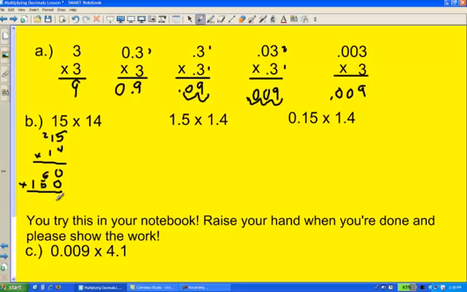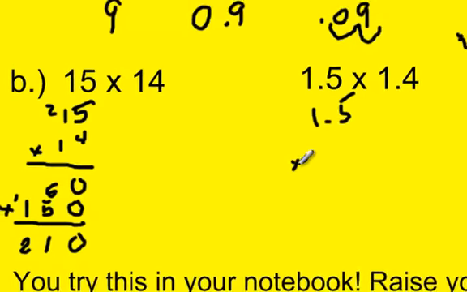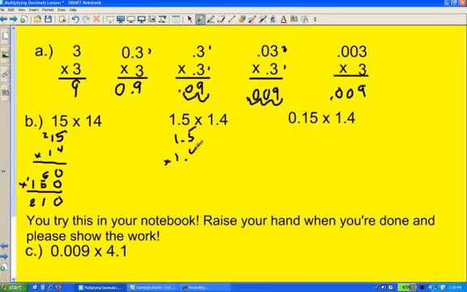And if I add this up, 0 and 0 is 0. 6 and 5 is 11. Carry the 1 up here. 1 and 1 is 2. We get 210. So my digits are going to be the same each time. I'm multiplying 15 times 14 here. 1.5 times 1.4. Let's just pretend that they're whole numbers. I know I'm going to get 210 because I just got it from 15 times 14. So I'm just going to write that down rather than show all the work for it.